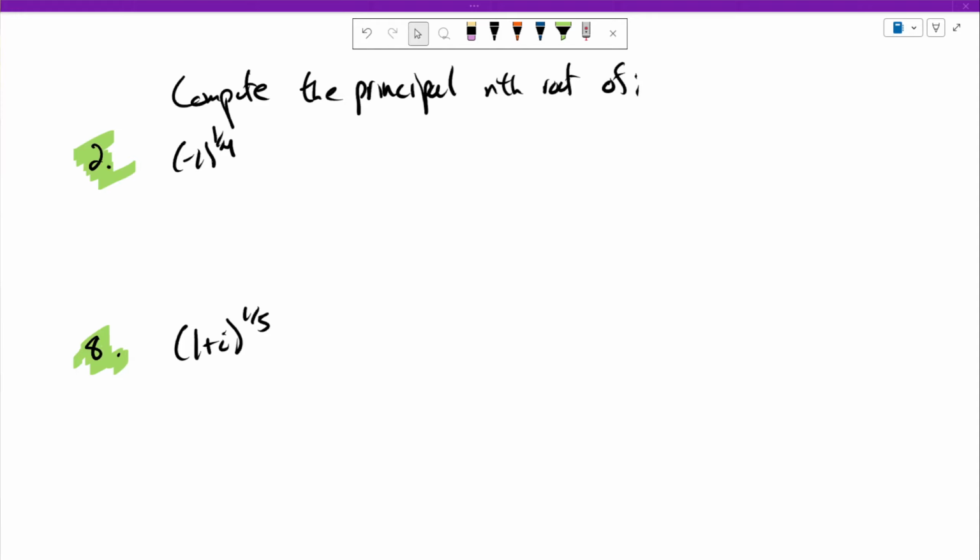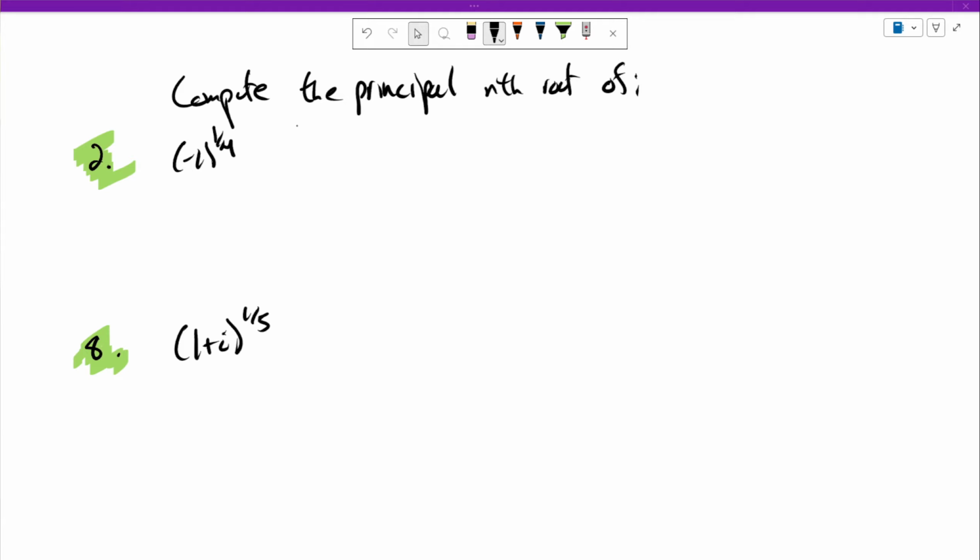In problems 2 and 8 from the problem set, we're going to talk about computing the principal nth root. The principal nth root is just W0 in our computations, where we have to make sure we take the principal argument of our original complex number. So let's unravel that in these two examples.